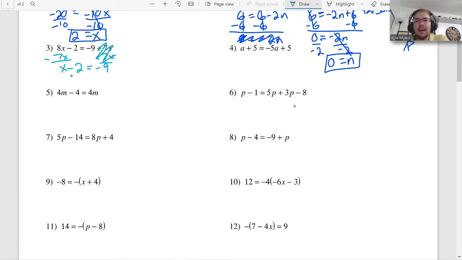So here I'm going to add. The opposite of minus 2 is plus 2. I'm going to add 2 on both sides. And then actually I'm done, because negative 9 plus 2 is negative 7. And now I've got x solved for.